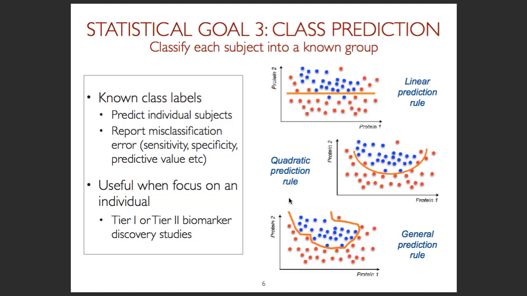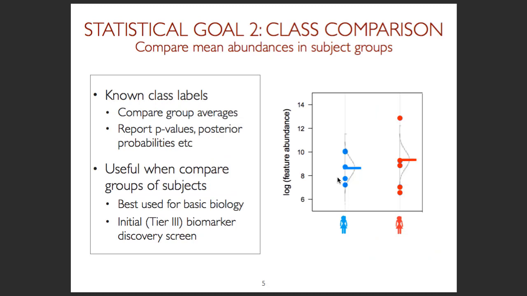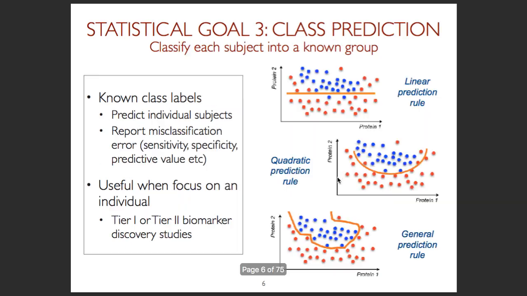They require a separate validation set, which we would use to see how these rules that we learn on some sets of data perform on new sets of data, and so on. So usually this requires quite a lot more work. And we will actually get to these methods at the end of the 2.5 days. So for today, I will actually focus on statistical goal number two, which is, I would say, probably among the most frequent goals in many studies.